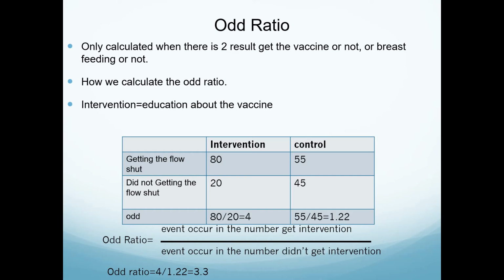For the odds ratio, we use the events occurring in the number getting the intervention divided by the events occurring in the number who didn't get the intervention. So the odds ratio will be 4 divided by 1.22, which is 3.3. Again, the odds ratio calculation shouldn't change our decision because it's a hypothetical situation.